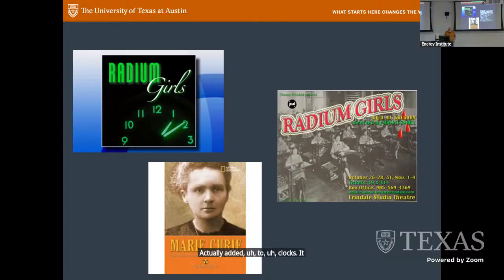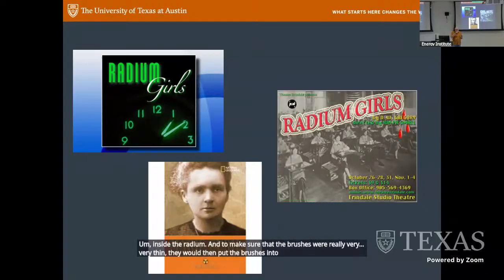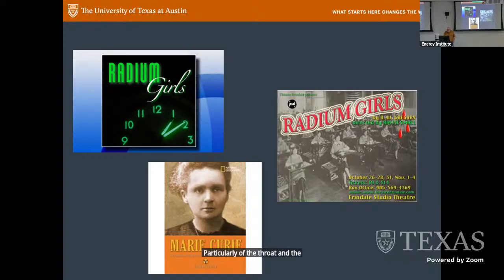Radium was later found to be something that could be added to clocks. It would fluoresce. And there's a book, and maybe even a movie, although I'm not too sure, about the Radium Girls. These were the women who put their brushes inside the radium, and to make sure that the brushes were very thin, they would put the brushes into their mouths. Later on they would get all types of cancers, particularly of the throat and the jaws. So that's the real concern of radium, as well as radium being used for a whole bunch of ailment hoaxes and things of that nature.